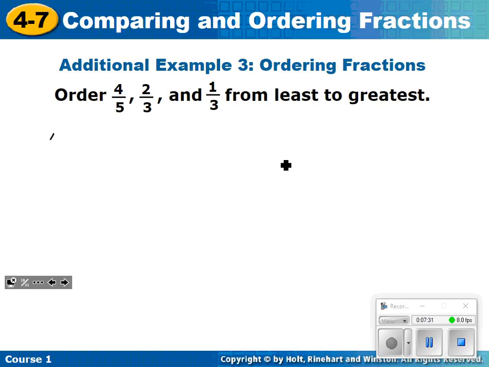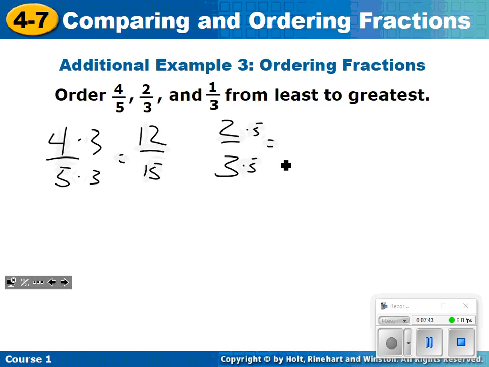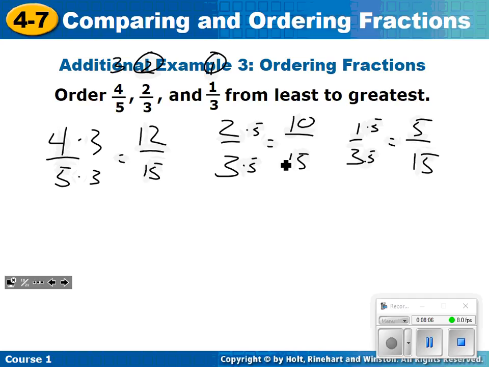15. Way to go. We have 4 over 5. Multiply top and bottom by 3 to get, we end up with what? 12 over 15. Okay? 2/3 times 5 over 5, we end up with 10 over 15. And we got 1/3 times 5 over 5, we end up with 5 over 15. So that means 1/3 is my smallest because we got 12, 10, and 5. So 1/3 is number 1, 2/3 is number 2, 4/5 is number 3.